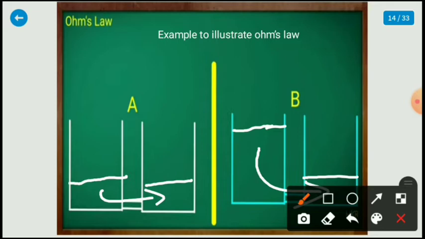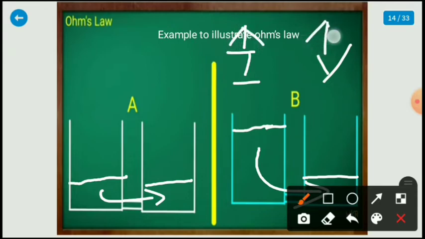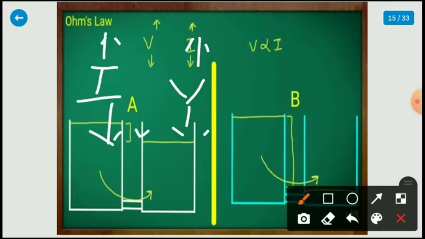It is similar in electricity also, and that is represented by Ohm's law. We take current and voltage as I and V. The higher the current, the higher the voltage. The lower the current, the lower the voltage also. So we can say the current is directly proportional to the voltage, or the voltage is directly proportional to the current.